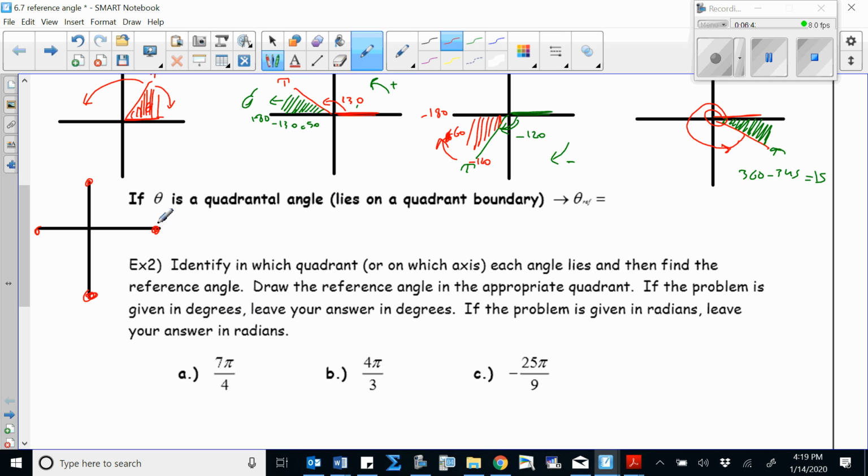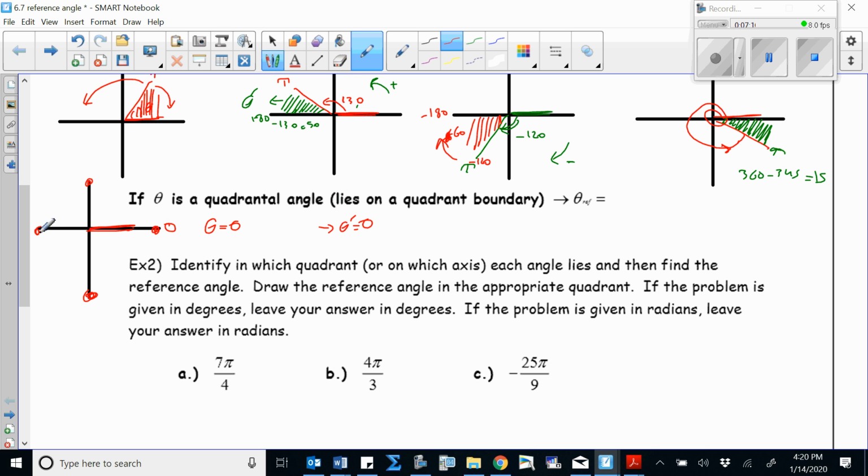Okay, so if the angle theta is here, that means the initial side and the terminal side both lie on this line, on each other, because the angle is 0. This is when the angle is 0. So the distance between the terminal side and the x-axis is 0, because the terminal side is actually on the x-axis. So if theta is equal to 0, then theta prime is also equal to 0.